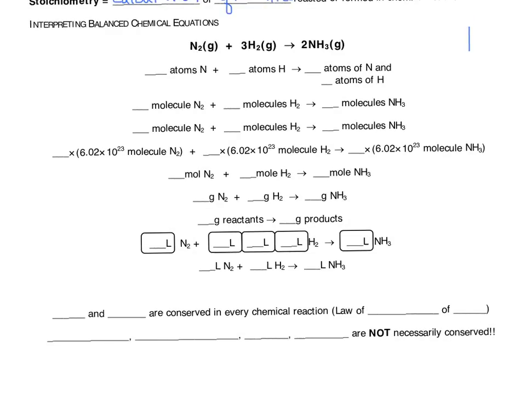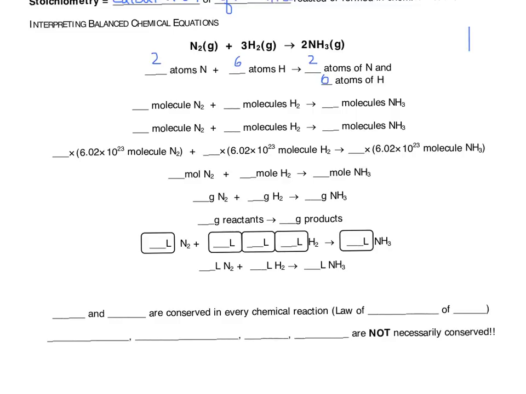Okay, so let's look at this balanced equation. Nitrogen plus hydrogen reacts to produce ammonia. So if we look on the left side, there are 2 atoms of nitrogen. There are a total of 6 atoms of hydrogen. On the right side, there are 2 atoms of nitrogen and 6 atoms of hydrogen. So we see that it is a balanced equation.